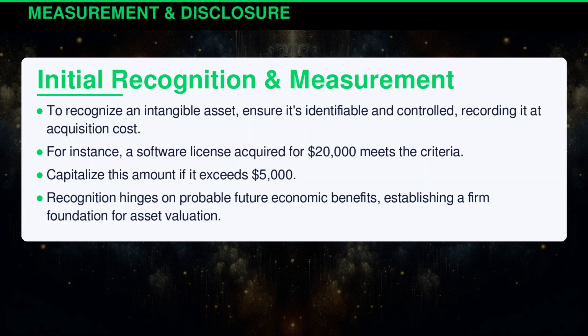To recognize an intangible asset, ensure it's identifiable and controlled, recording it at acquisition cost. For instance, a software license acquired for $20,000 meets the criteria. Capitalize this amount if it exceeds $5,000. Recognition hinges on probable future economic benefits, establishing a firm foundation for asset valuation.